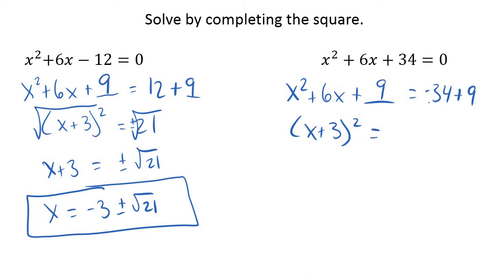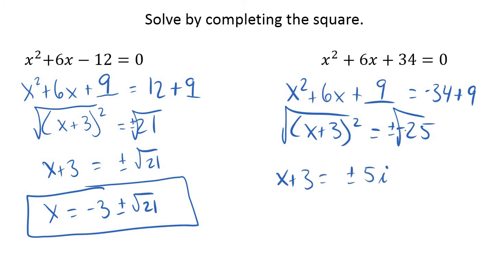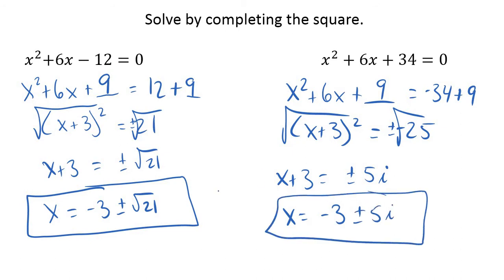Oh, negative 25, right? Square root both sides. Get plus or minus there. X plus 3 equals plus or minus 5i. Oh, that negative under the radical. So we've got imaginary. And then subtract that 3. So negative 3 plus or minus 5i. Completing the square, powerful tool to solve quadratics.